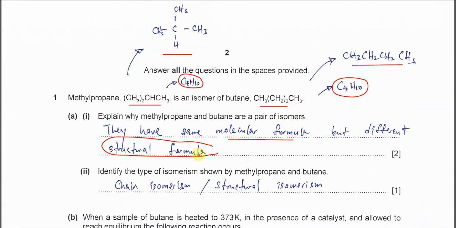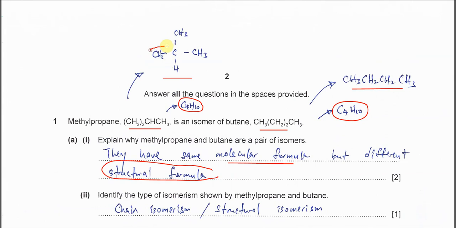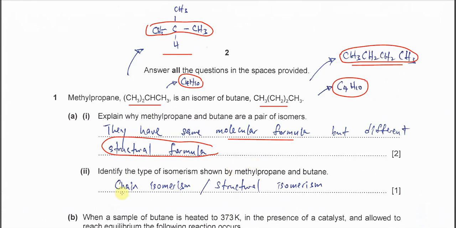Part 2. Identify the type of isomerism shown by methylpropane and butane. The main chain is 3 carbon for methylpropane. The main carbon chain for butane is 4 carbon. Therefore, the isomerism is chain isomerism, a difference in the length of the carbon chain.